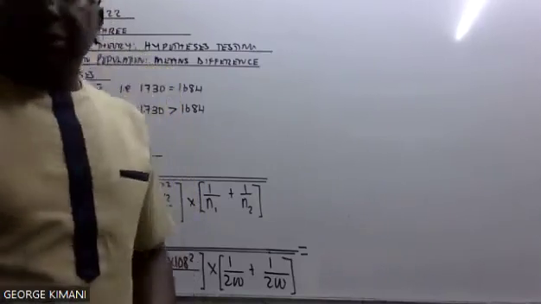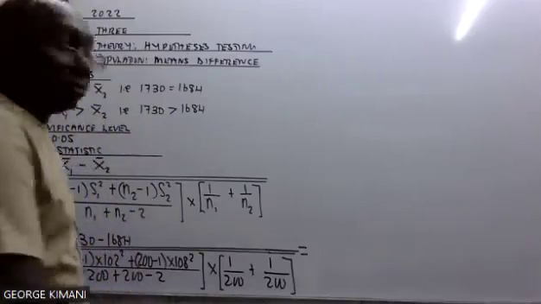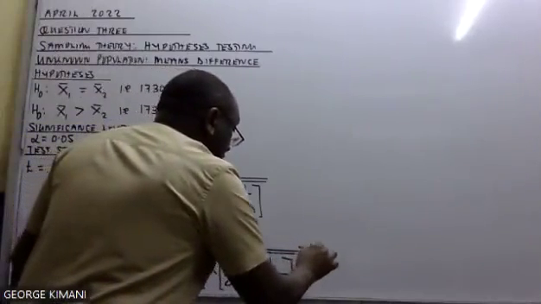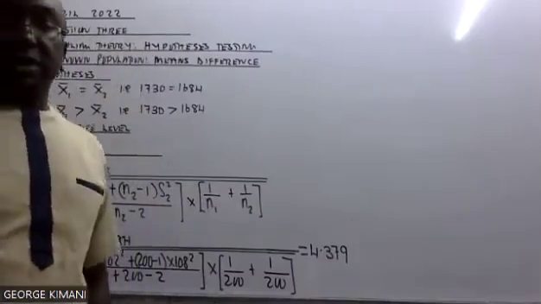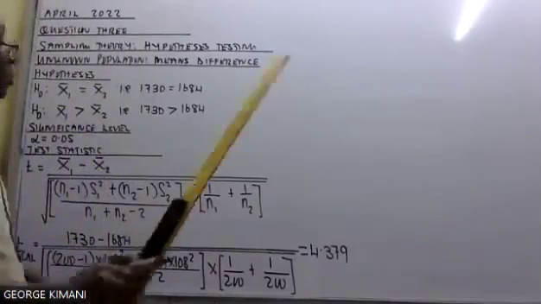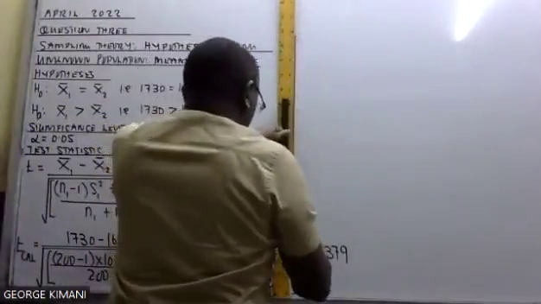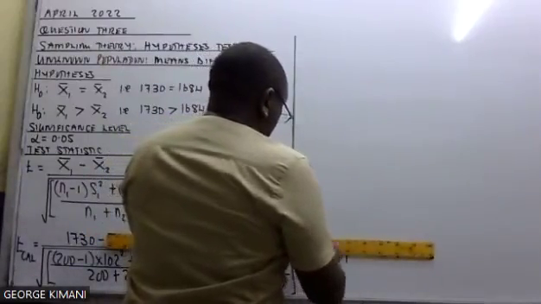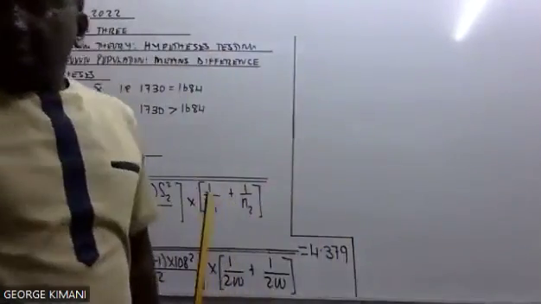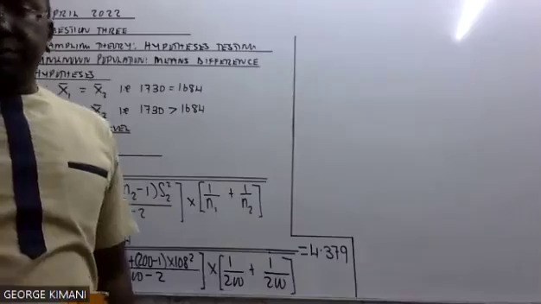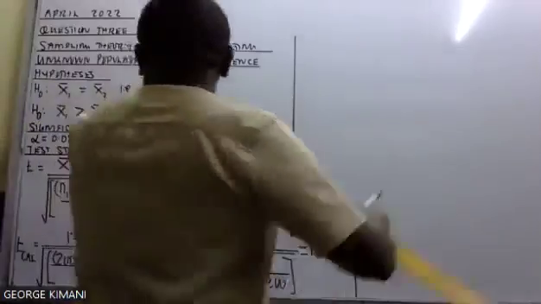Good. So now give me the figures. What have you gotten? 4.379. Someone else to confirm the figure or dispute? Yeah, good. Christine confirms. So we go by that now.